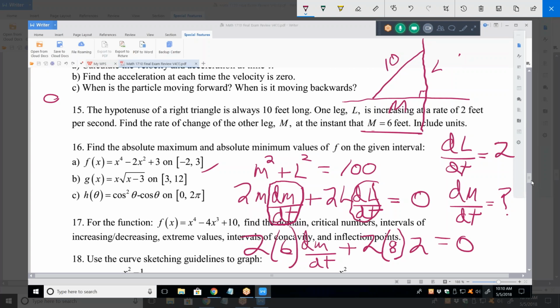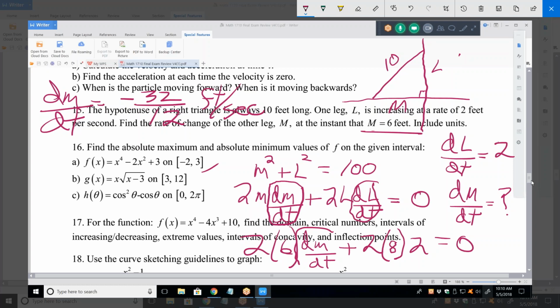We get dM/dt is going to be negative 32 divided by 12. And that is going to be in the same units as everything else, feet per second. I think I did my math right. Yeah, 32 divided by 12. Yeah, looks right.